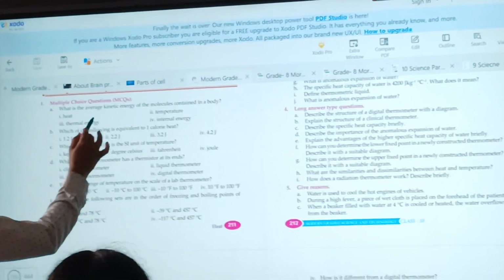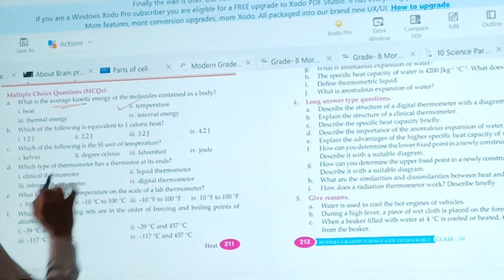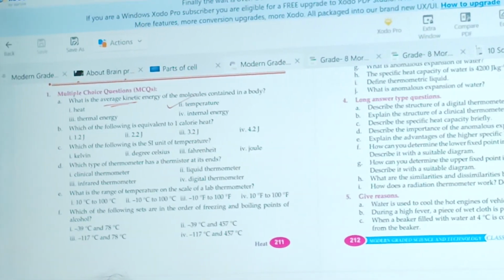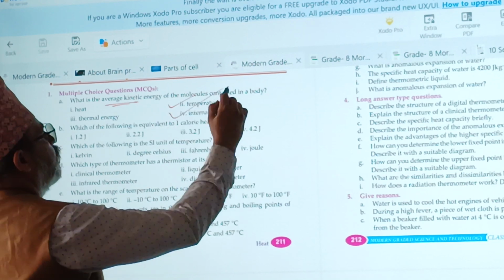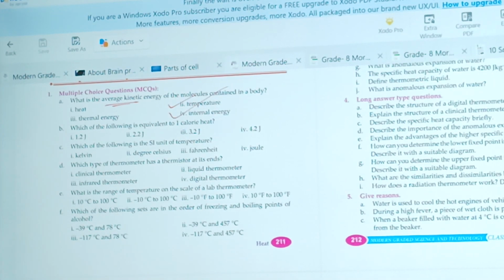Average kinetic energy. What is it? But I noticed it was given as an MCQ. They have done it like this. Now, which one is correct, the first or the second? That's why such a thing must not be done.